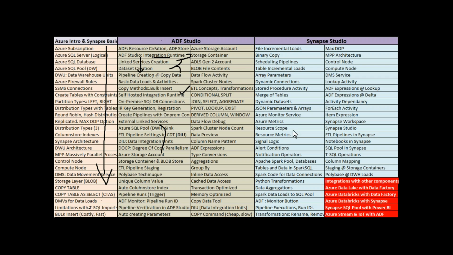Then we need to have something called monitoring activities. We learned something called Apache Spark pool tables. You remember PySpark, ETL, and max DOP, degree of parallelism, optimization. We did these concepts.